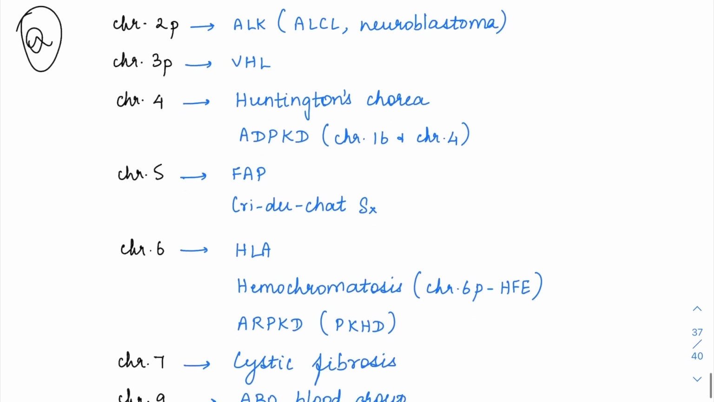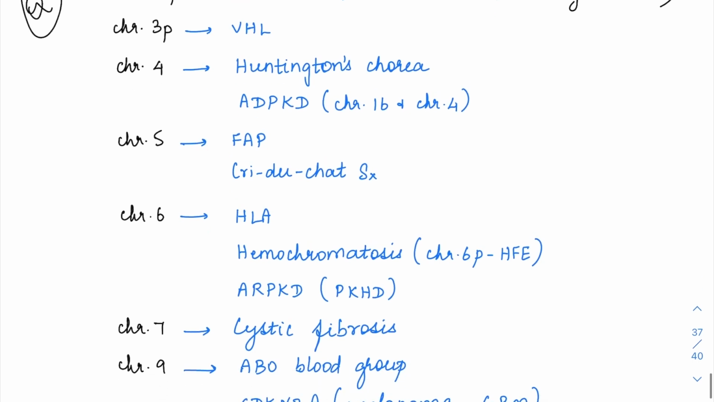Chromosome 2p is going to be associated with the ALK gene. Where all did we see the ALK gene? ALK gene was for lung adenocarcinoma, one thing. Then ALCL was there, right? And also for neuroblastoma. Chromosome 3p for the VHL gene, associated with clear cell carcinoma of the kidney, and then cerebellar hemangioblastoma and retinal angioma.